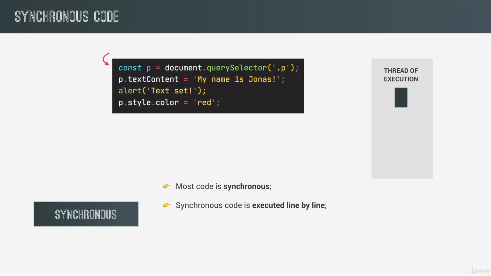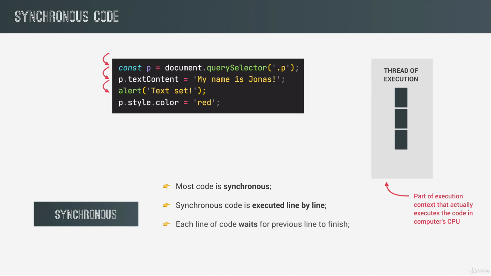All you need to know is that the execution thread is part of the execution context, which does actually execute the code in the computer's processor. But anyway, then the next line of code is executed, and then the next one, all in sequence. So each line of code always waits for the previous line to finish execution. Now, this can create problems when one line of code takes a long time to run.